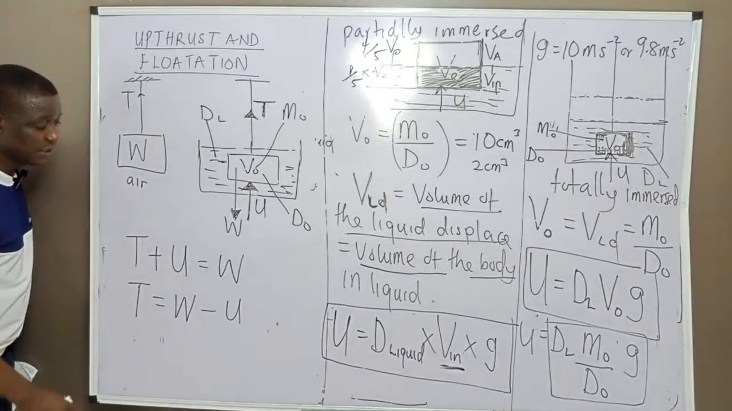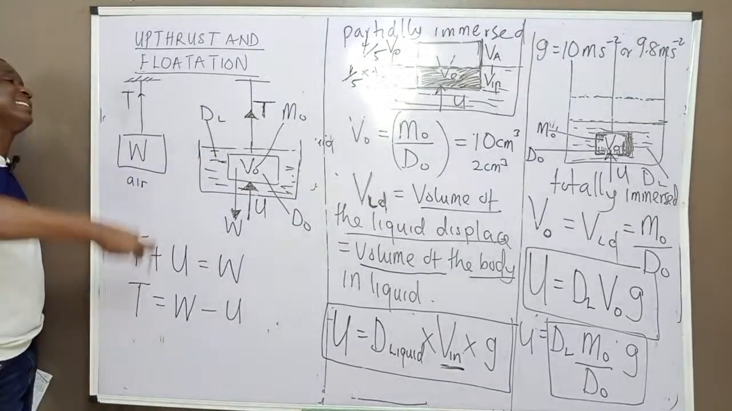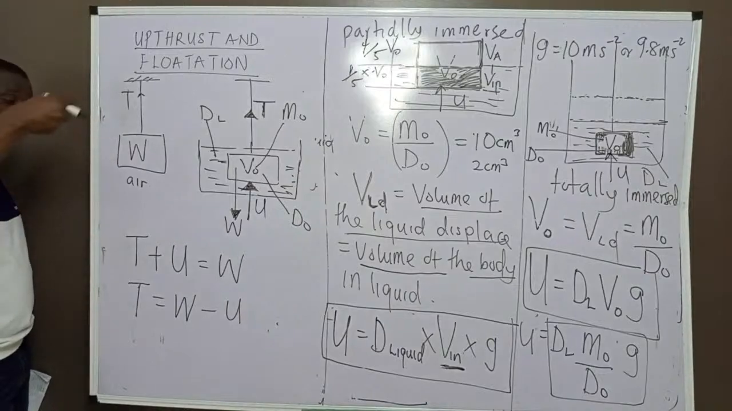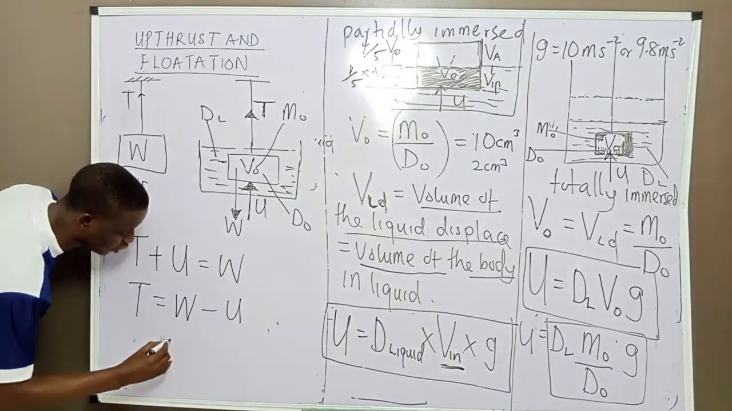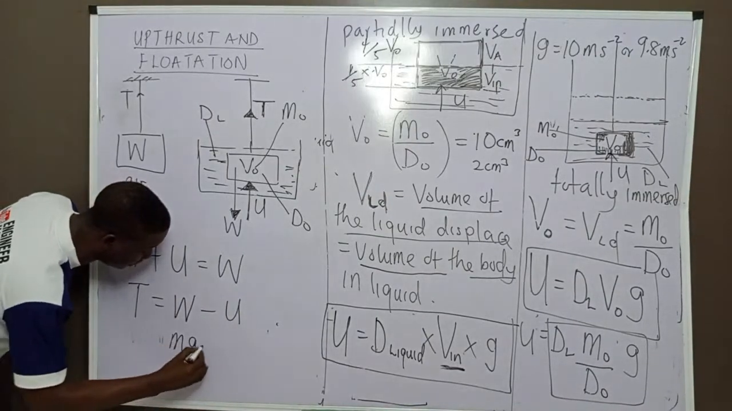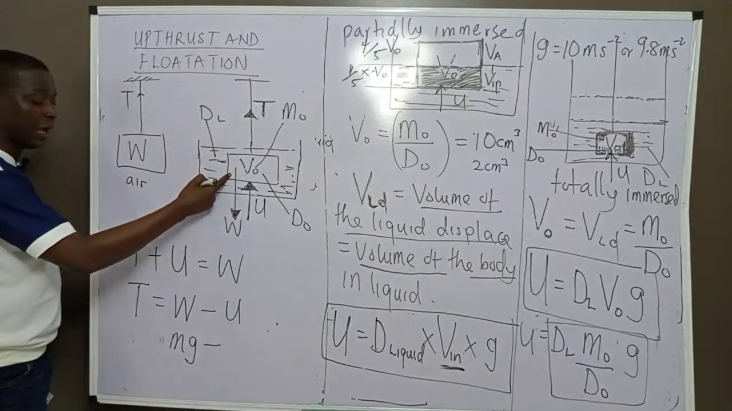So in that case, that means to find the tension in that string used to immerse the body in water is what? Weight minus upthrust. And what is your weight? Weight is equal to mg minus, what is our upthrust? Don't forget, this body is fully immersed in water. So it will now be what?